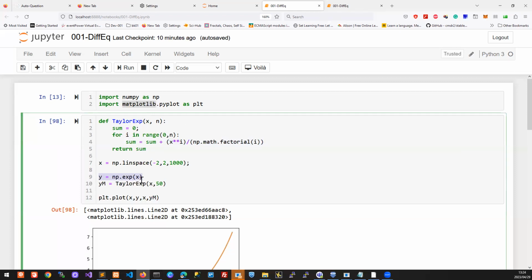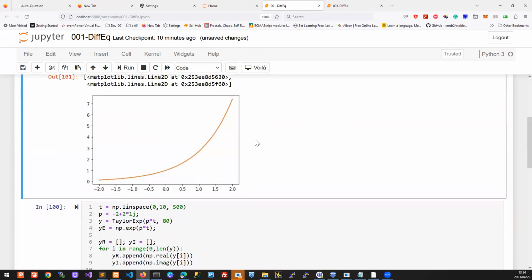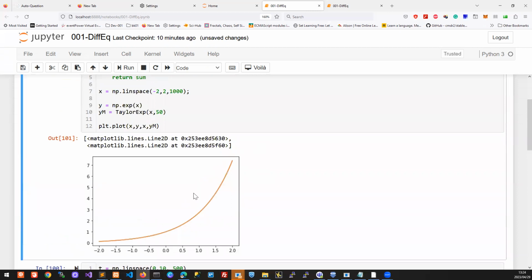So in the NumPy library, there is an exponential function. And so we can just test this out. We can try our kind of homemade Taylor's expansion here. We can benchmark that against the built-in Python exponential function. And so we calculate the same thing two ways, and we call it y and ym, and then we plot them here. So if you run this, in fact, the lines are lying one on top of the other.